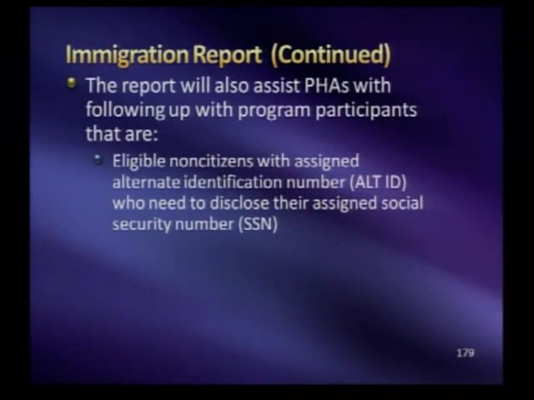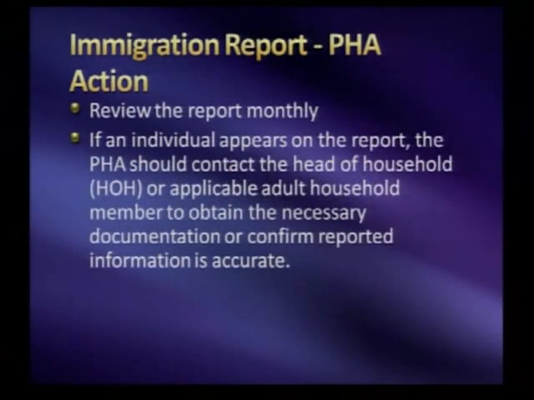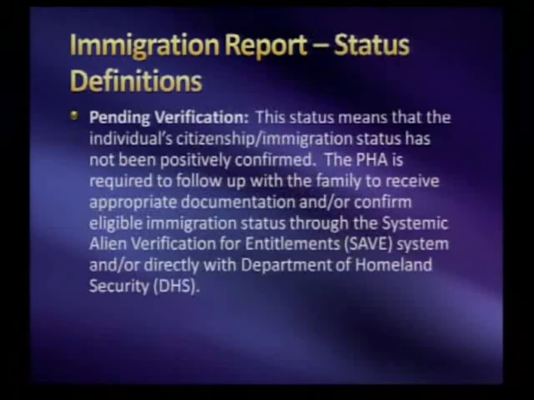Okay, and then also, your eligible non-citizens with an assigned alt ID, again, you'll want to follow up with them to make sure you're getting their Social Security number. If they're an eligible non-citizen, that means they're in this country legally and they have permanent residency, so they should have a Social Security number and you need to follow up with them. What to do if you see somebody on the report? Basically, you should be reviewing this report monthly and then contacting the families who show up on that report and collecting the necessary documentation with respect to the SSN.